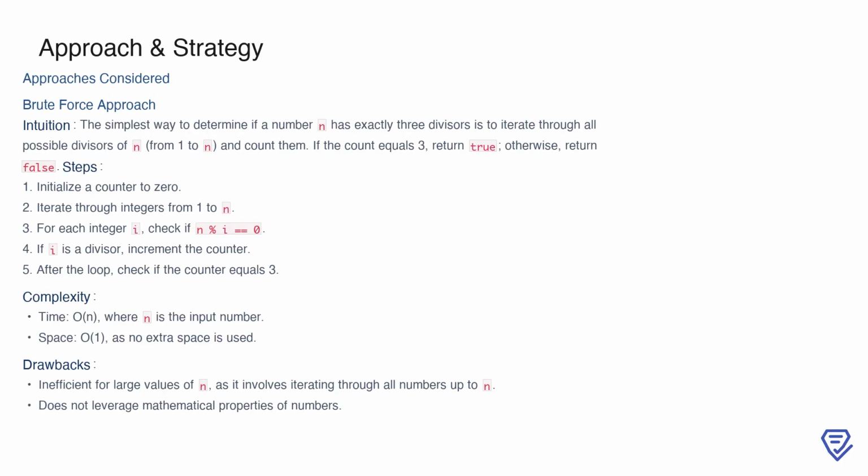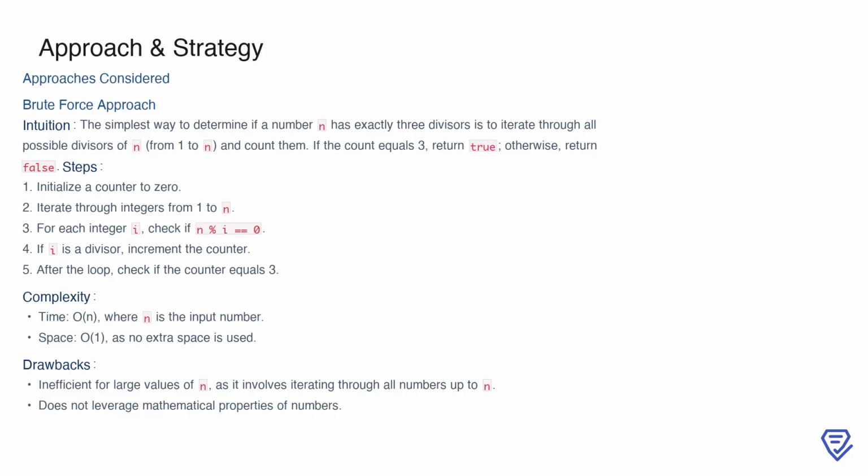To solve the problem of determining whether a number has exactly 3 divisors, the brute force approach is the most straightforward method to consider. The idea here is to simply iterate through all integers from 1 to the number n and count how many of them are divisors. A divisor is any integer that divides n without leaving a remainder. So, for each number i in our iteration, we check if n % i equals 0. If it is, we increment our counter. Once we've checked all numbers up to n, we look at the counter. If it equals 3, that means n has exactly 3 divisors, and we return true.